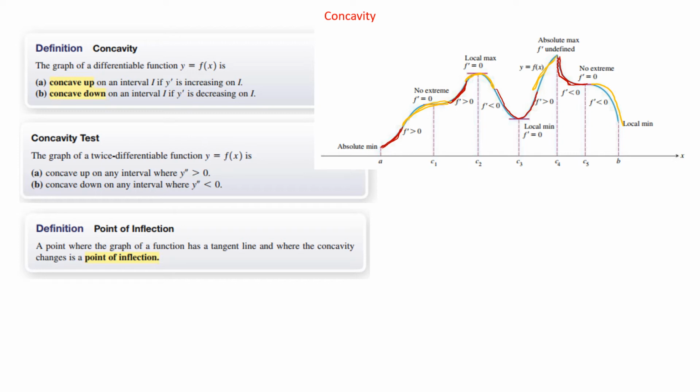So concavity is the same thing as minimums and maximums, except we use the second derivative instead of the first derivative. That's all it is.